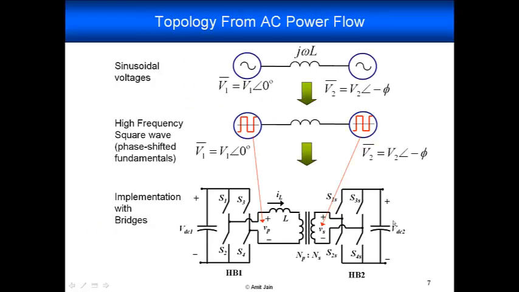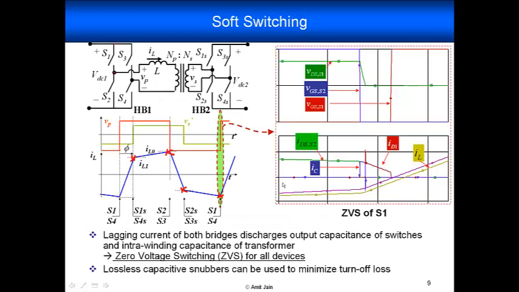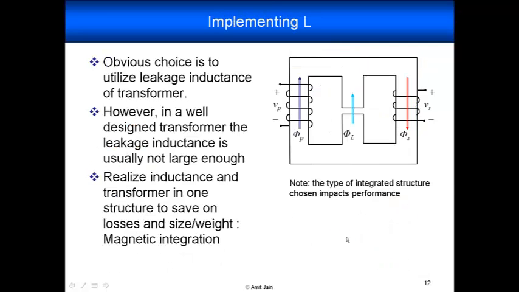So we looked at how the topology can be derived from the simple case of the two-bus AC system. We went through the current waveforms, the soft switching details. We said the current has to be lagging to provide soft switching. We looked at how the power transfer can be derived, and that the power transfer in the converter is very close to what you would get in the two-bus AC case. And we looked at how you could realize the inductance L as part of the transformer.